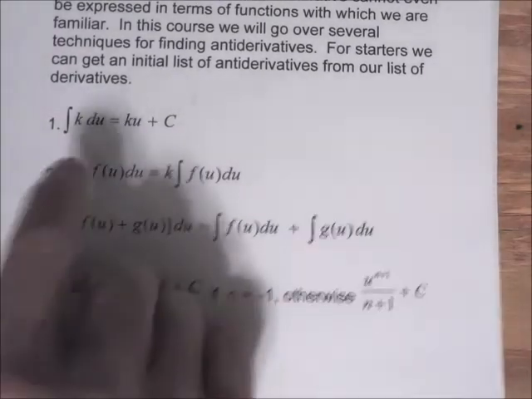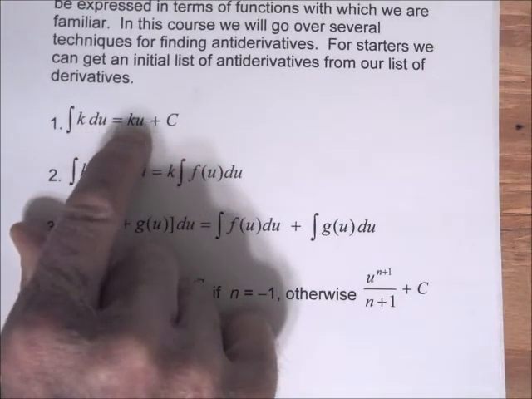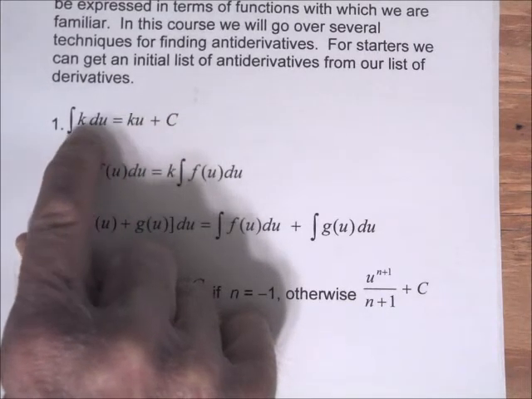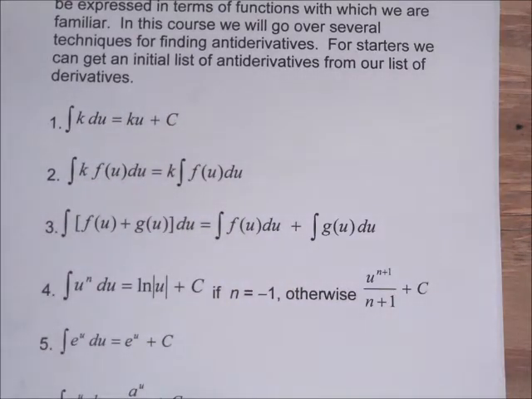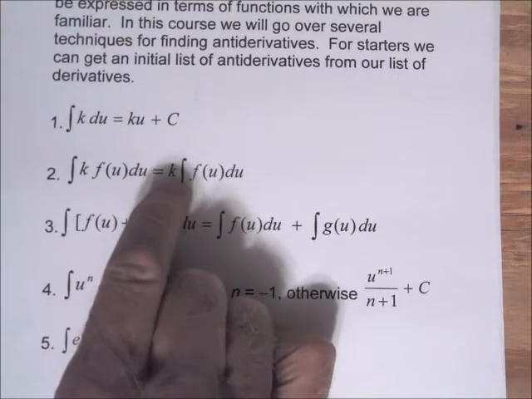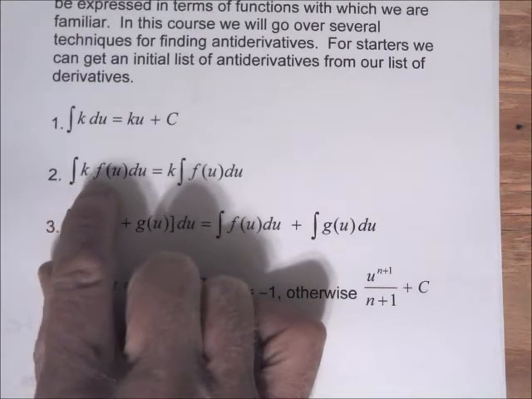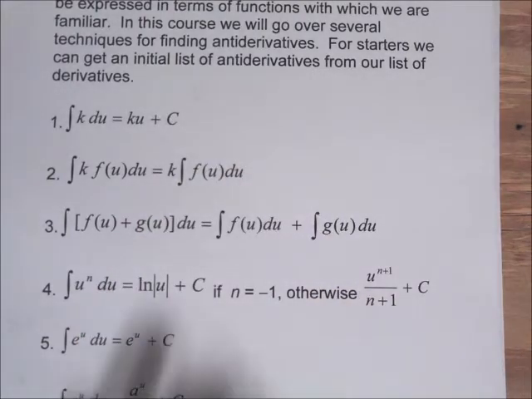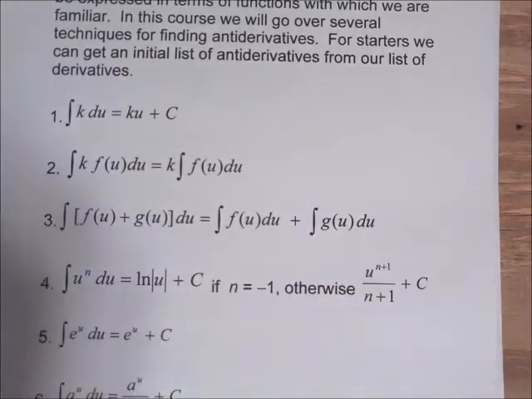So the antiderivative of a constant is just the constant times the variable plus another constant. The antiderivative of k du is ku plus a constant. The antiderivative of a constant times a function is the constant times the antiderivative. So the antiderivative of k f of u du is k times the antiderivative of f of u du. The derivative of a sum is the sum, so the antiderivative of the sum is the sum of the antiderivatives.